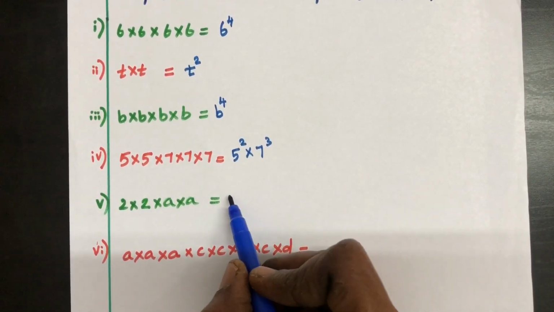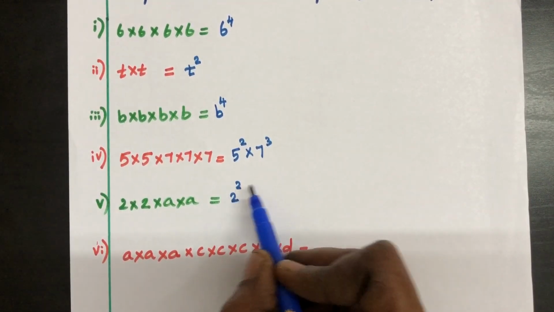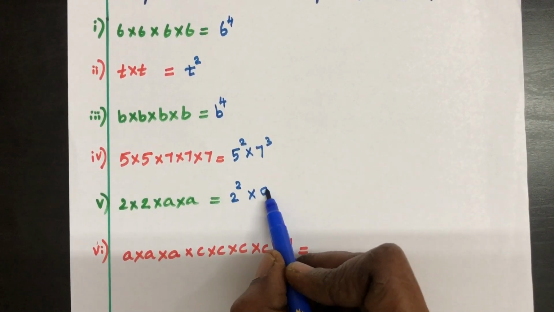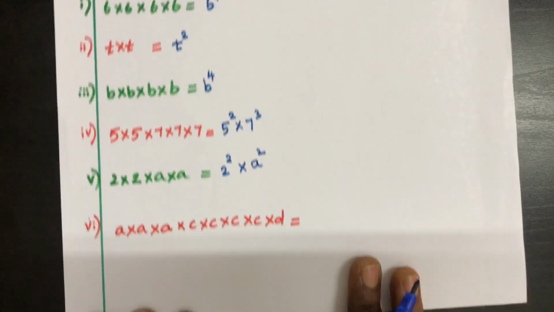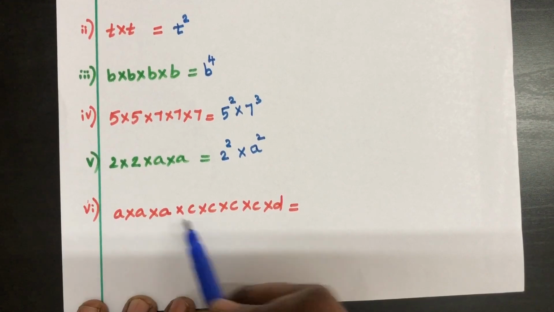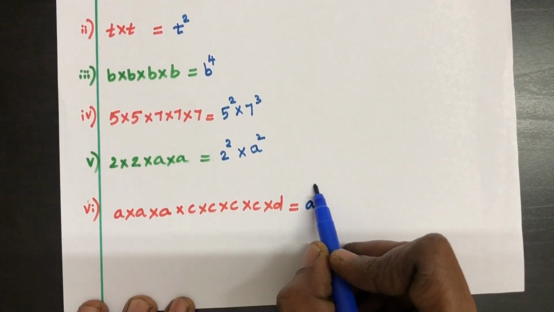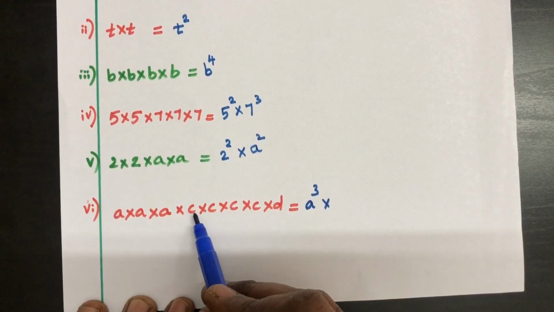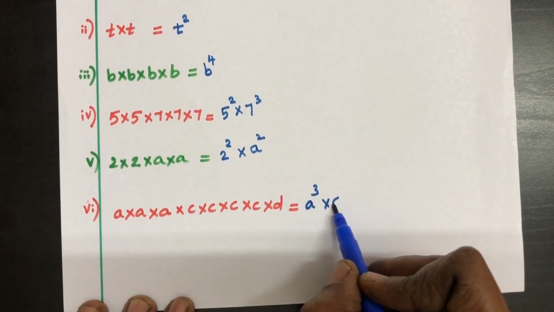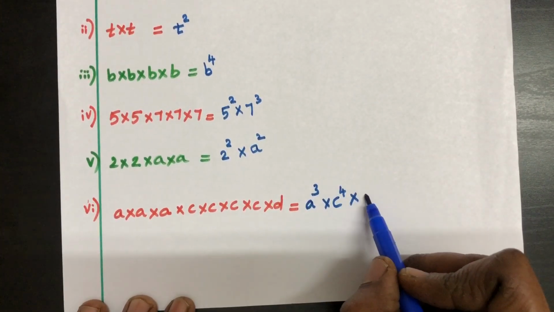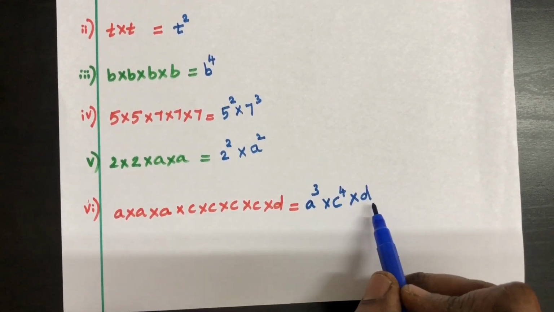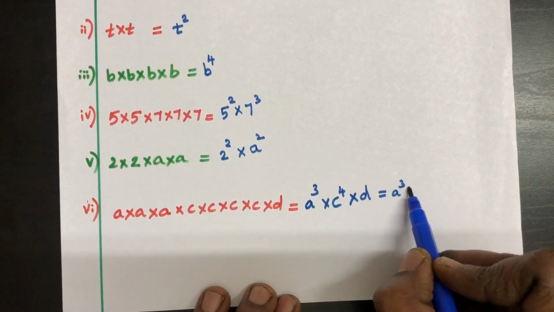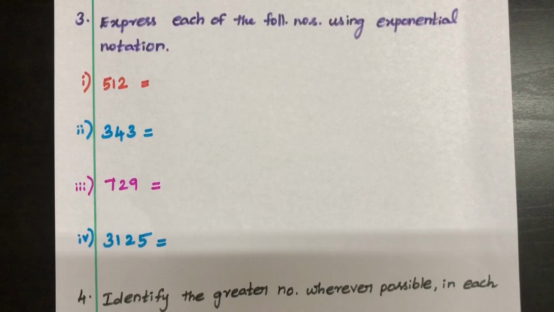2 into 2. How many times? 2 times. 2 power 2 into a. 2 times a, a power 2. Here 1, 2, 3, this is a cube. A power 3 into how many times is c present? 1, 2, 3, 4 times c present, into d. Only one time d, so just give d. You can write like this also: a cube c power 4 d.